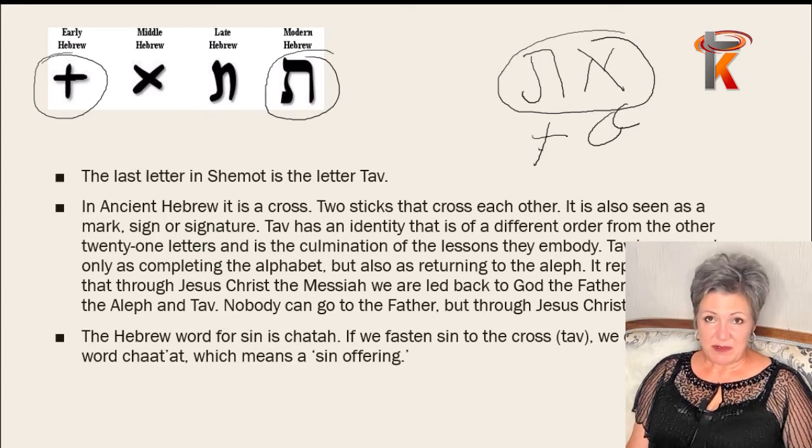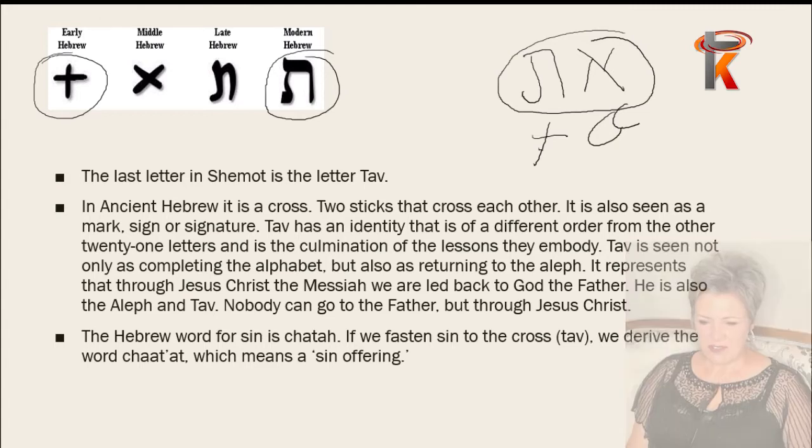This is how the Bible was written in the original language. In ancient Hebrew, the Tav is a cross, two sticks that cross each other. It is also seen as a mark, a sign, or a signature. Tav has an identity that is of a different order from the other 21 letters and is a combination of the lessons they embody.